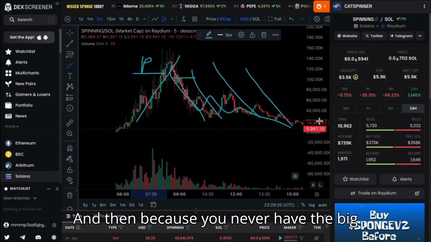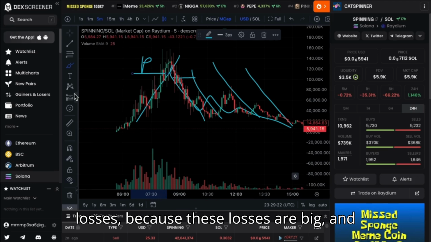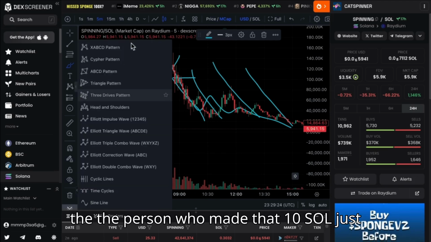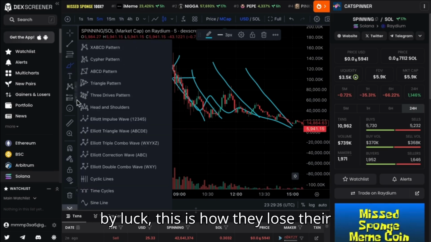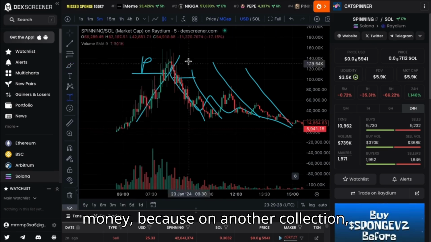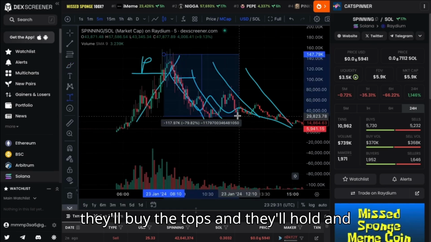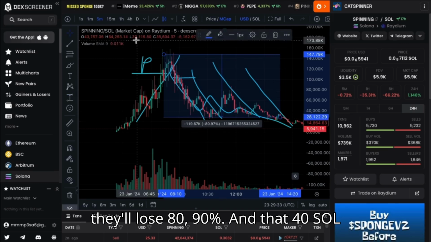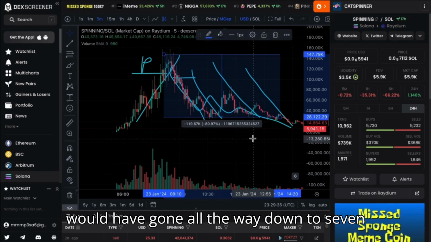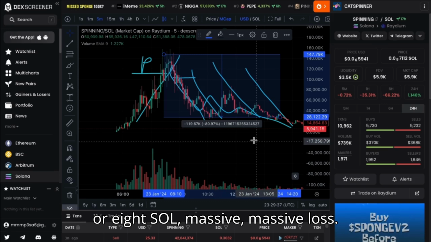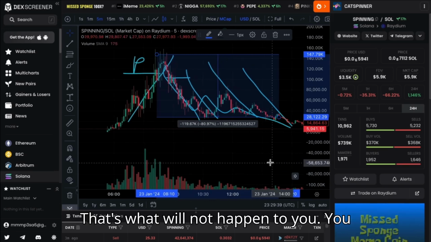And then because you never have the big losses, because these losses are big. And the person who made that 10 SOL just by luck, this is how they lose their money. Because on another collection, they'll buy the tops and they'll hold and they'll lose 80, 90%. And that 40 SOL would have gone all the way down to 7 or 8 SOL. Massive, massive loss. That's what will not happen to you.